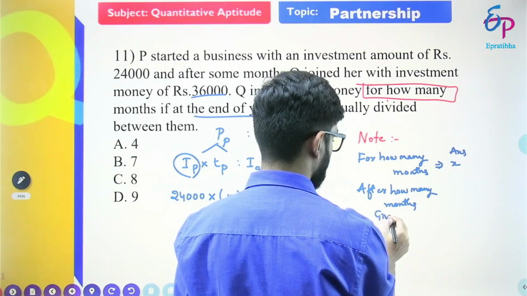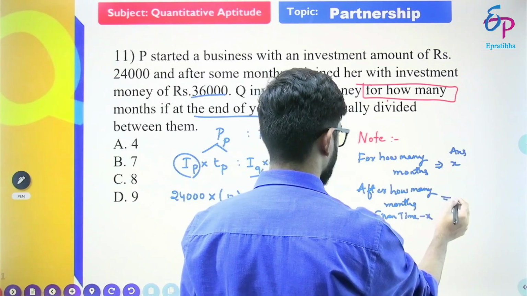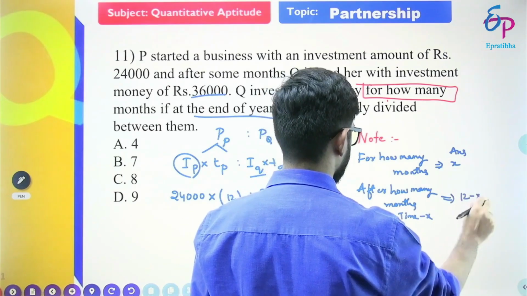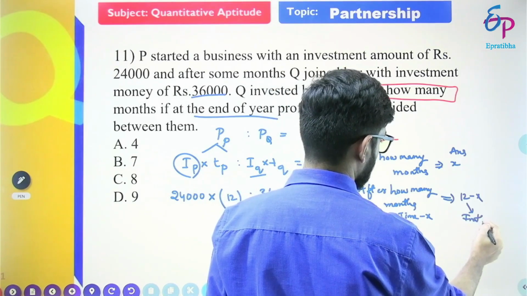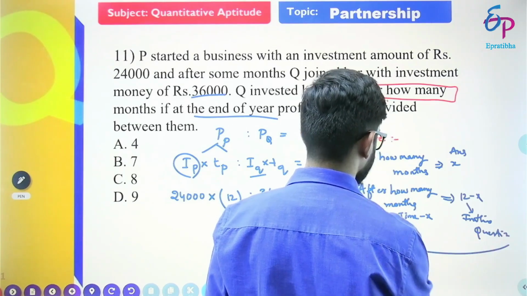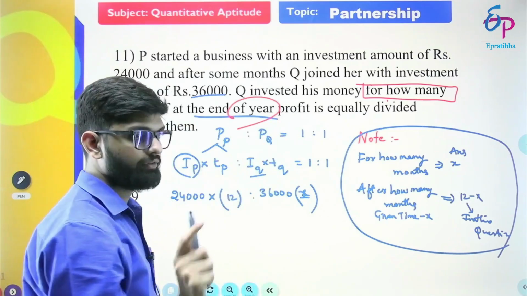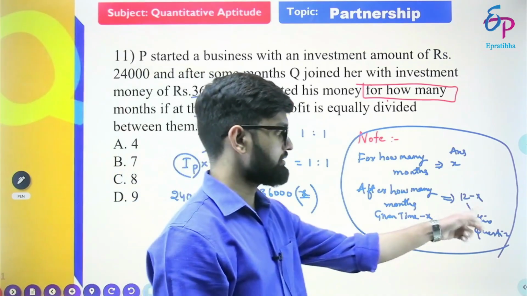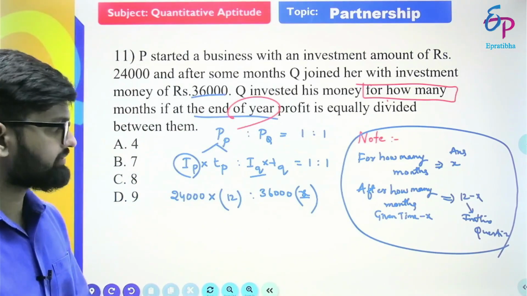Given time period minus X, that is 12 minus X in this question. See, in this question they are telling only for 1 year, so you have to take it as 12 minus X. If they are asking for 2 years, you have to take it as 24 minus X, like that.